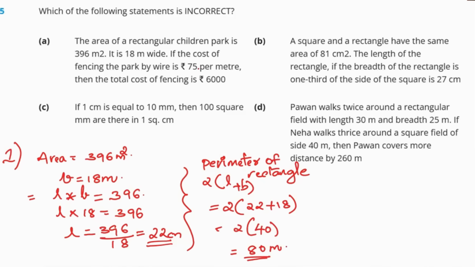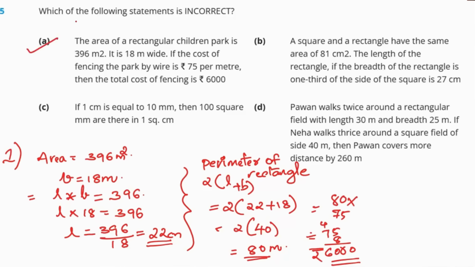So per meter it is 75 rupees. What will be the cost of fencing? 80 meter, and per meter it is 75. So 80 into 75, which is equal to 6,000 rupees. So it is costing rupees 6,000. So the first statement is true.